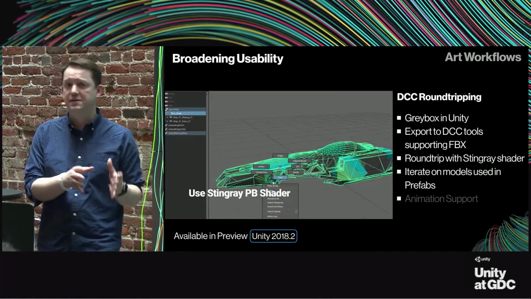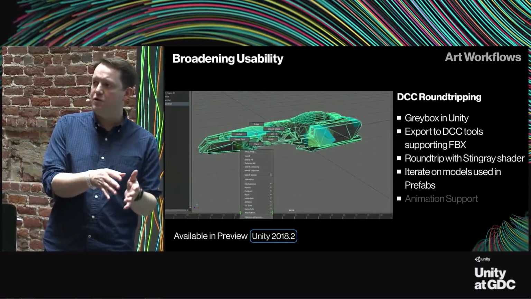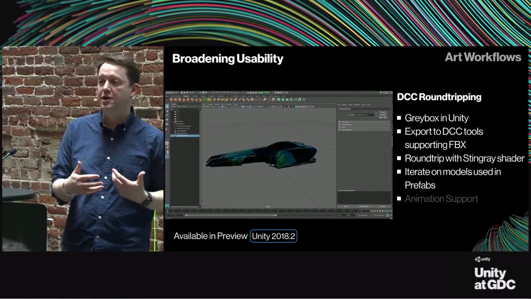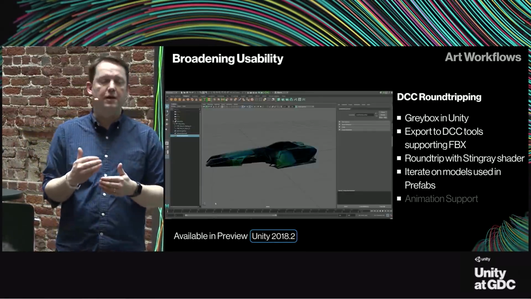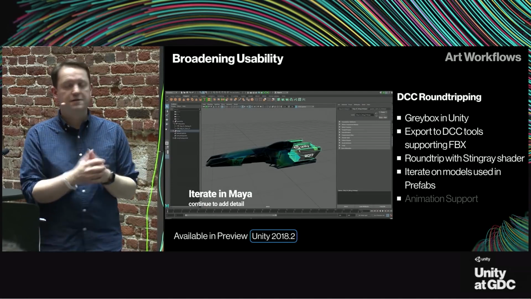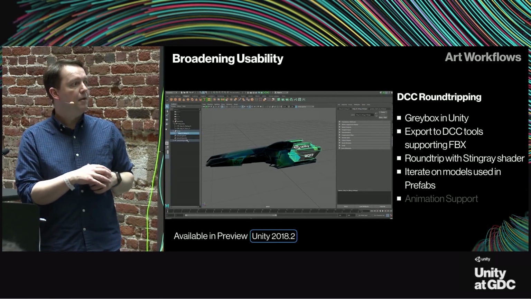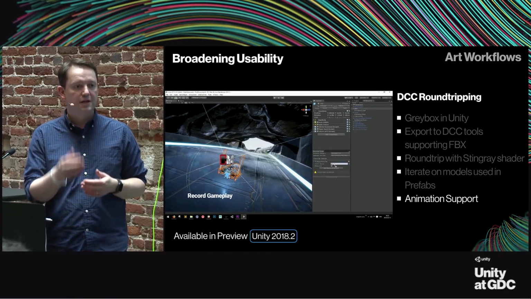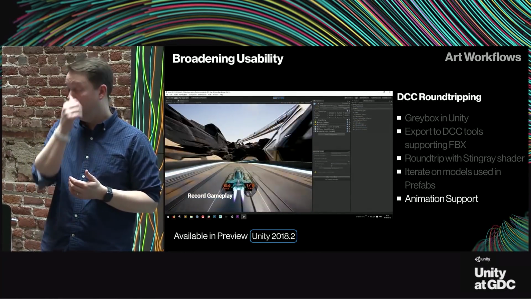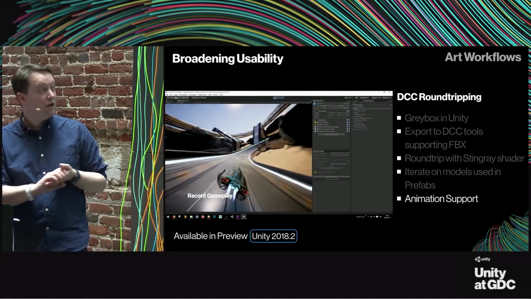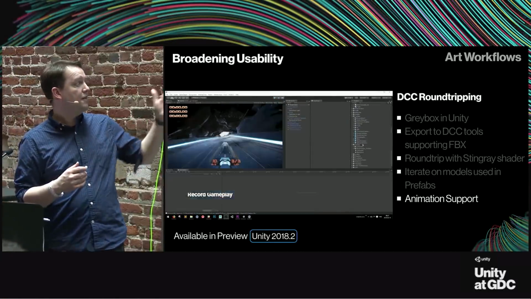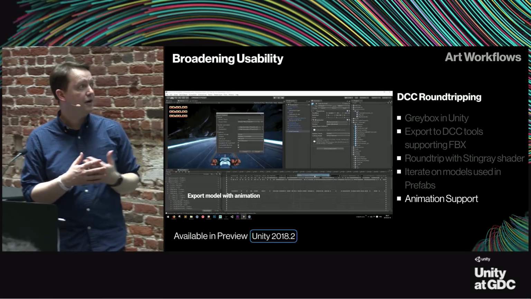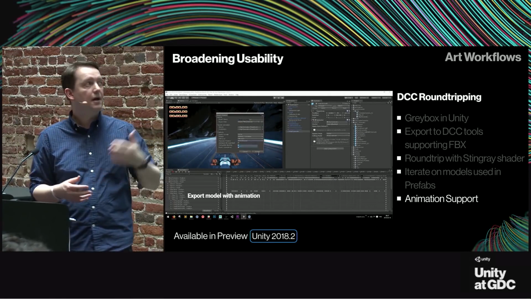Now, of course, not all DCC tools are created equally, and we've focused in on some of the Autodesk products here. So with Maya, for example, you can round trip with their Stingray shader, so you can basically bring the look translates directly into Unity. And then the other really cool thing we're announcing today, one of our developer sessions, is round tripping on animation. And this is really cool, and there's lots of really interesting use cases for this. This is just one example where you do some gameplay, you record some gameplay inside of Unity. You can export this back into Maya.